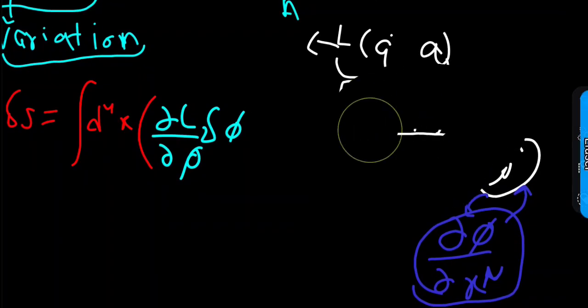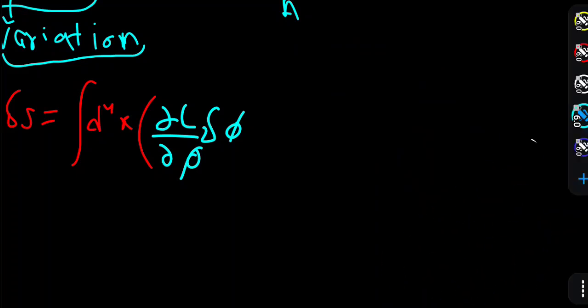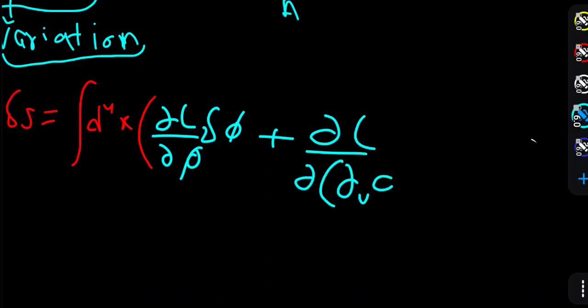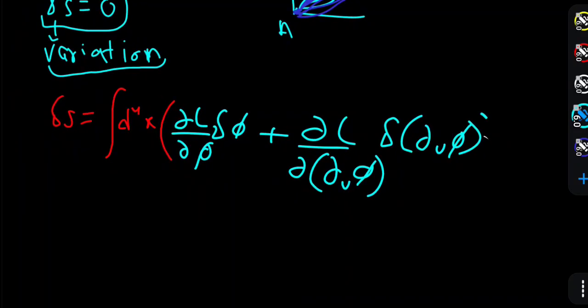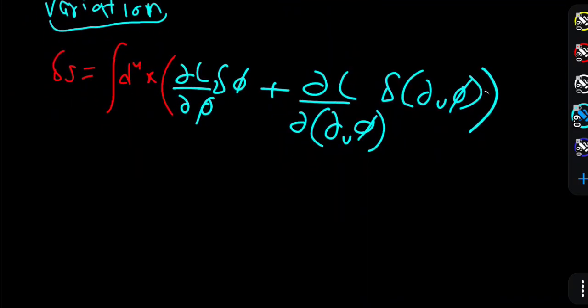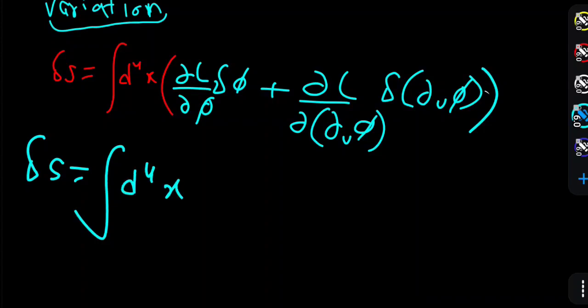Okay, so let me erase this, and here plus del of L divided by del mu of phi, and here variation in del mu phi. So now closing the bracket. So this is our integral. Now we have to do some of the calculations. So let's see what we can do. So variation in S is equal to the integral of this particular thing.